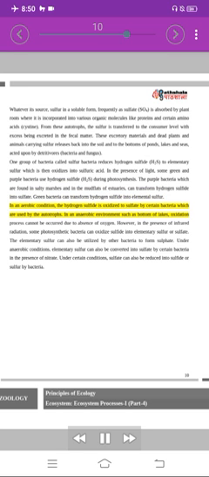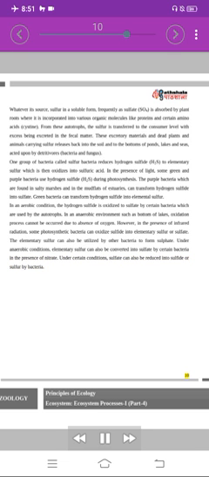In an aerobic condition, the hydrogen sulfide is oxidized to sulfate by certain bacteria, which is used by the autotrophs. In an anaerobic environment such as the bottom of lakes, the oxidation process cannot occur due to the absence of oxygen. However, in the presence of infrared radiation, some photosynthetic bacteria can oxidize sulfide into elementary sulfur or sulfate. The elementary sulfur can also be utilized by other bacteria to form sulfate. Under anaerobic conditions, elementary sulfur can also be converted into sulfate by certain bacteria in the presence of nitrate. Under certain conditions, sulfate can also be reduced into sulfide or sulfur by bacteria.